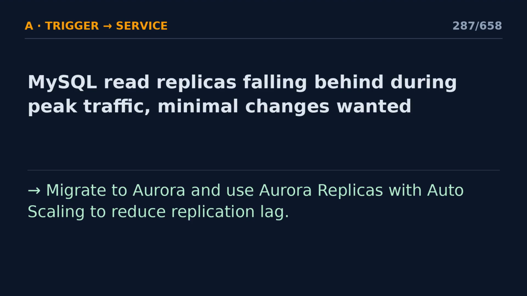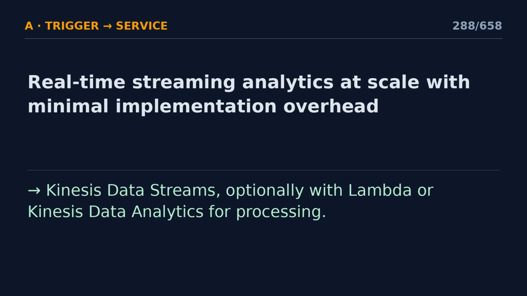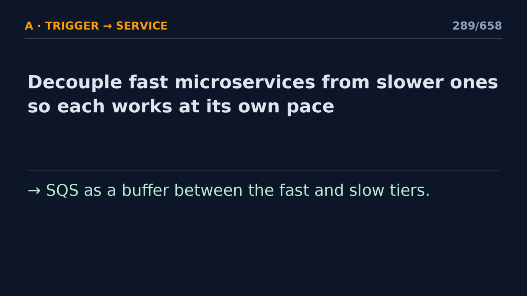Answer: migrate to Aurora and use Aurora replicas with auto scaling to reduce replication lag. Real-time streaming analytics at scale with minimal implementation overhead. Answer: Kinesis Data Streams, optionally with Lambda or Kinesis Data Analytics for processing. Decouple fast microservices from slower ones, so each works at its own pace. Answer: SQS as a buffer between the fast and slow tiers.